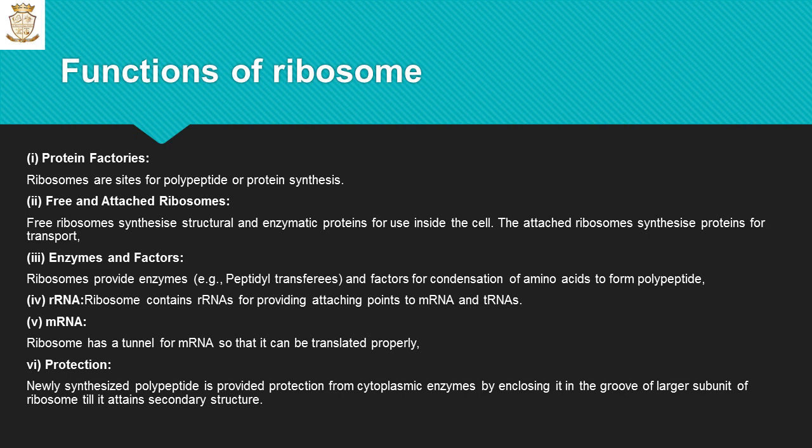The main functions of ribosomes are to act as protein factories, with free and attached ribosomes, enzymes, rRNA, mRNA and protection. That is, it helps in translation. Mainly, it has a great role in translation.